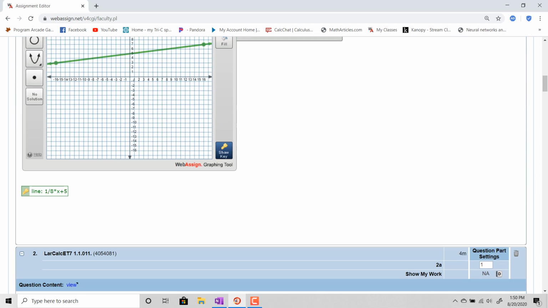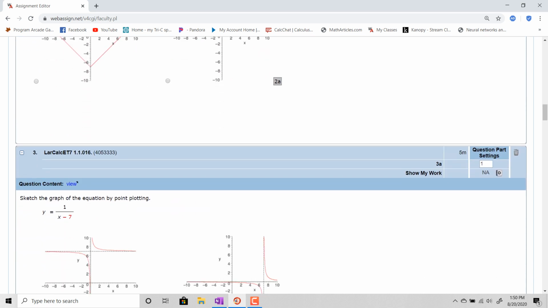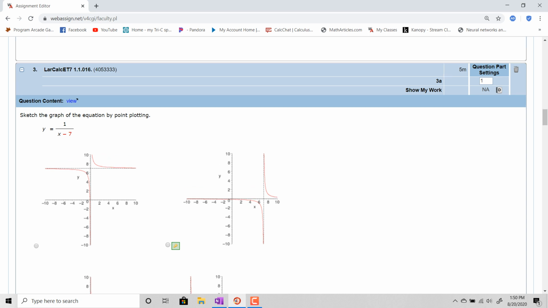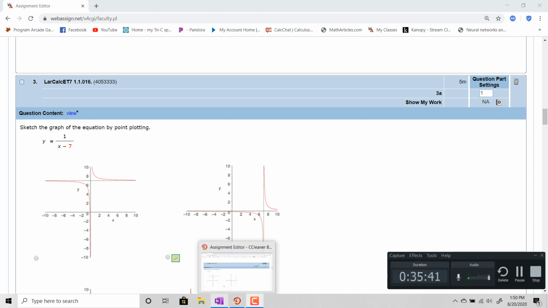Okay, you could do that one. You can do that, point plotting. Sketch a graph of this thing by point plotting. Can you do that? Let's look at number 3 real quick. So 1 over x minus 7, they want you to graph the thing.